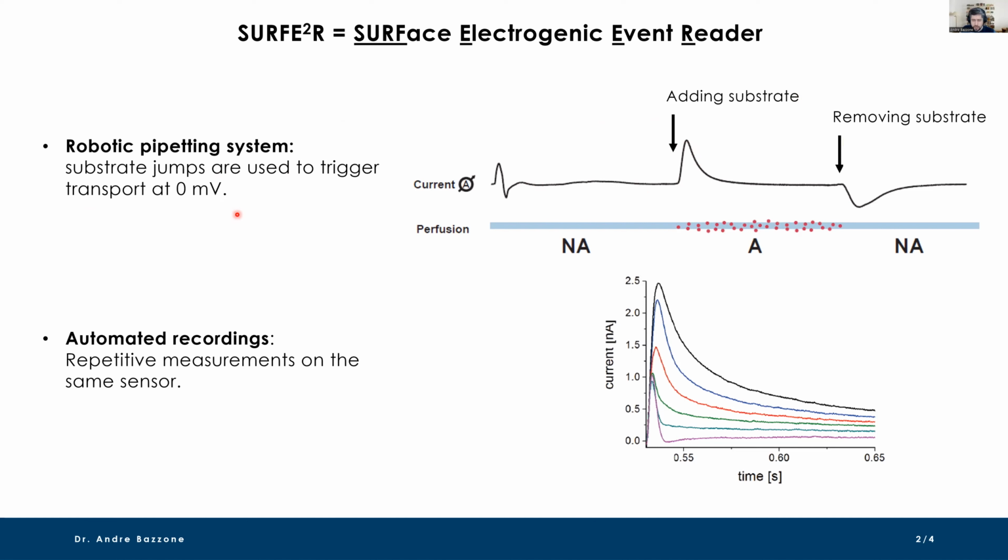During a typical experimental setting, you are measuring several conditions sequentially on the same sensor. As you can see here, a pH dependence of a proton-coupled sugar transporter. So repetitive measurements can be done. Different concentrations or compounds can be measured one by one.